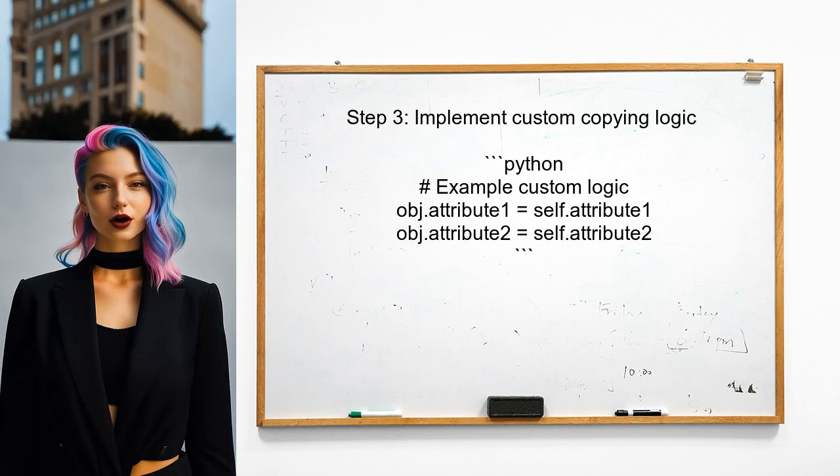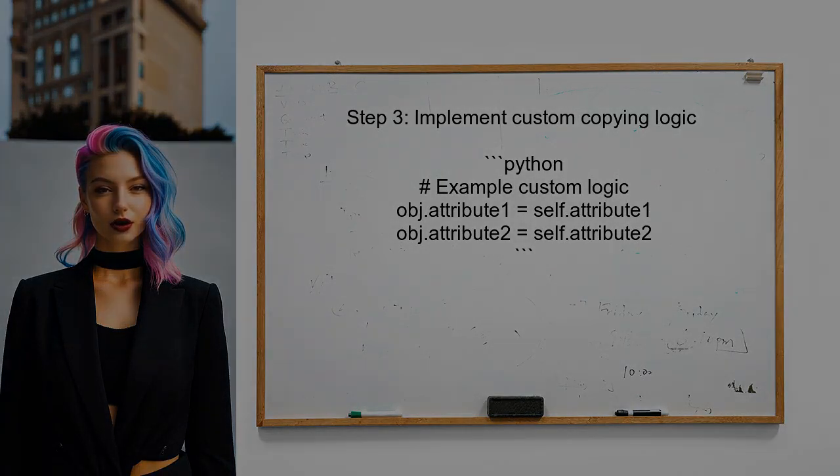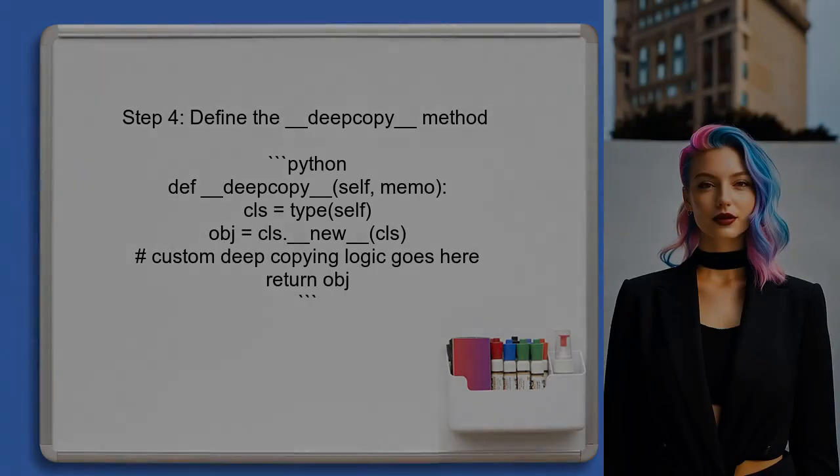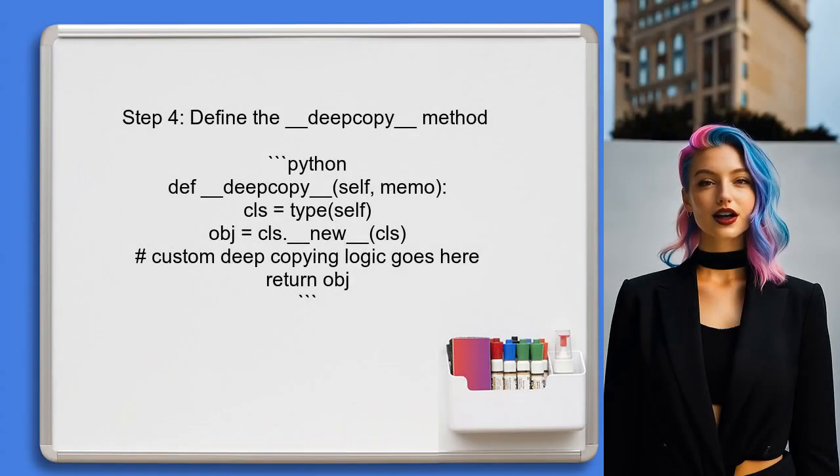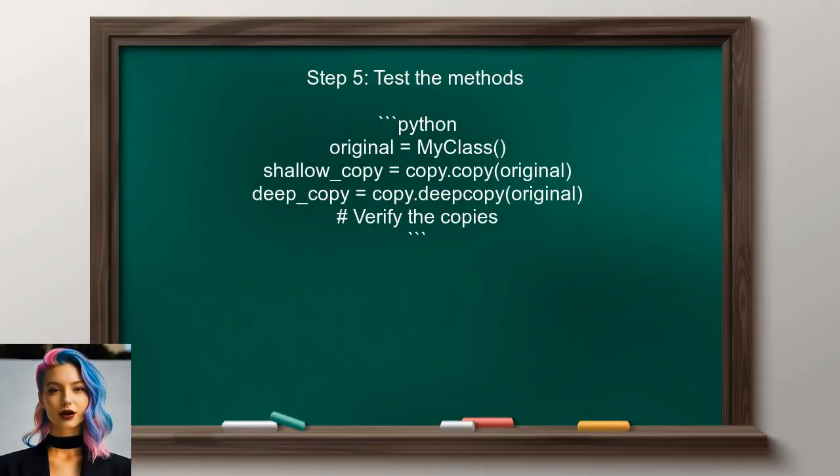Next, the user should implement the custom copying logic. This logic will populate the new instance with the necessary attributes and data from the original instance. For deep copying, the user will need to define the __deepcopy__ method. This method should also create a new instance using the same approach and handle nested objects appropriately. Finally, the user should test both the __copy__ and __deepcopy__ methods to ensure they work as expected. This can be done by creating instances of the class and checking the copied objects.